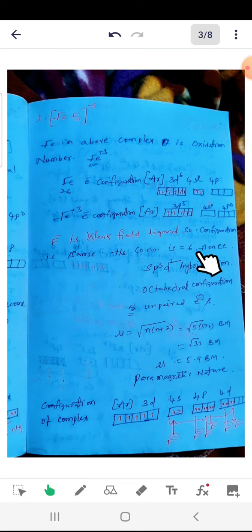So sp3d2, when it is sp3d2 hybridization, the complex has an octahedral shape. 5 unpaired electrons means the Bohr magnetism is 5.90. This is also one of the formulas: mu equals the square root of n into n plus 2, where n is the number of unpaired electrons. So with 5 unpaired electrons we can find the value. So how many unpaired electrons there are, easily write down the Bohr magneton, and the nature is paramagnetic. So the complex configuration is showing this, so you have to practice.